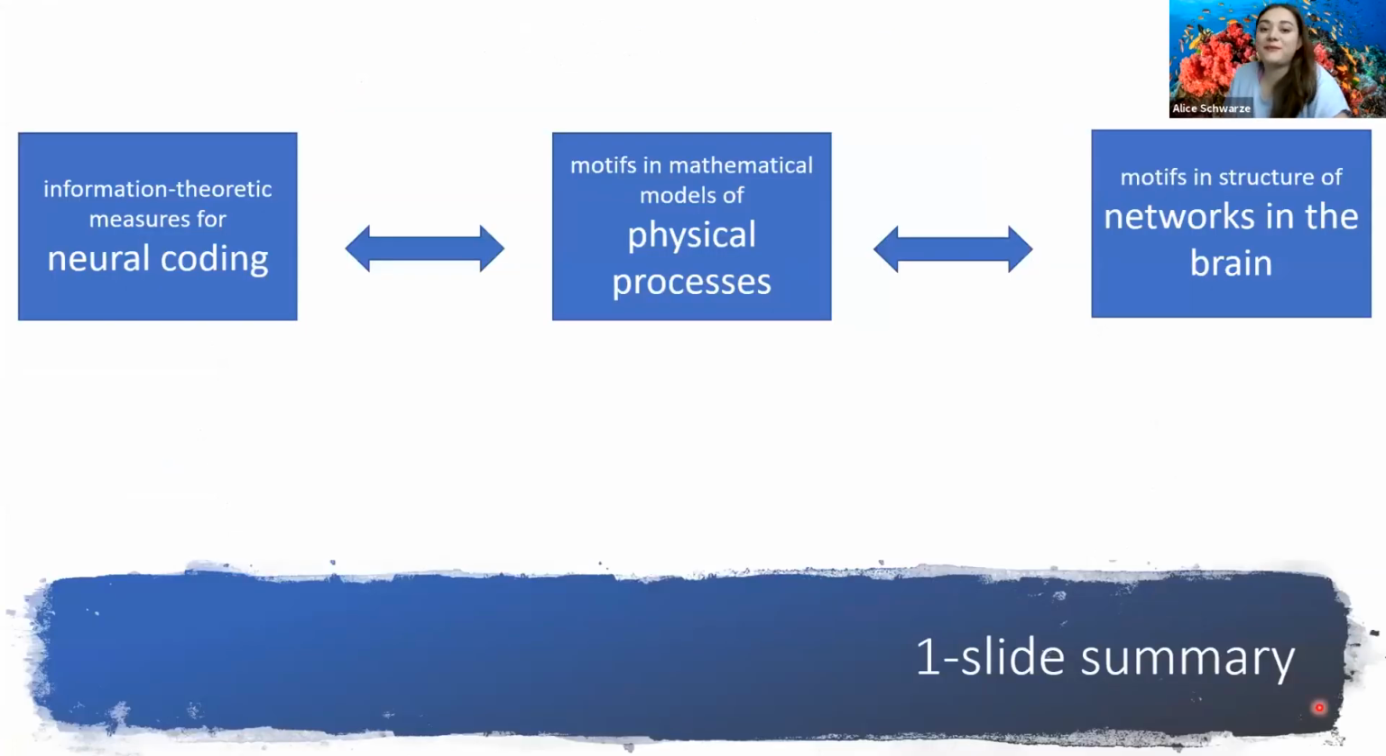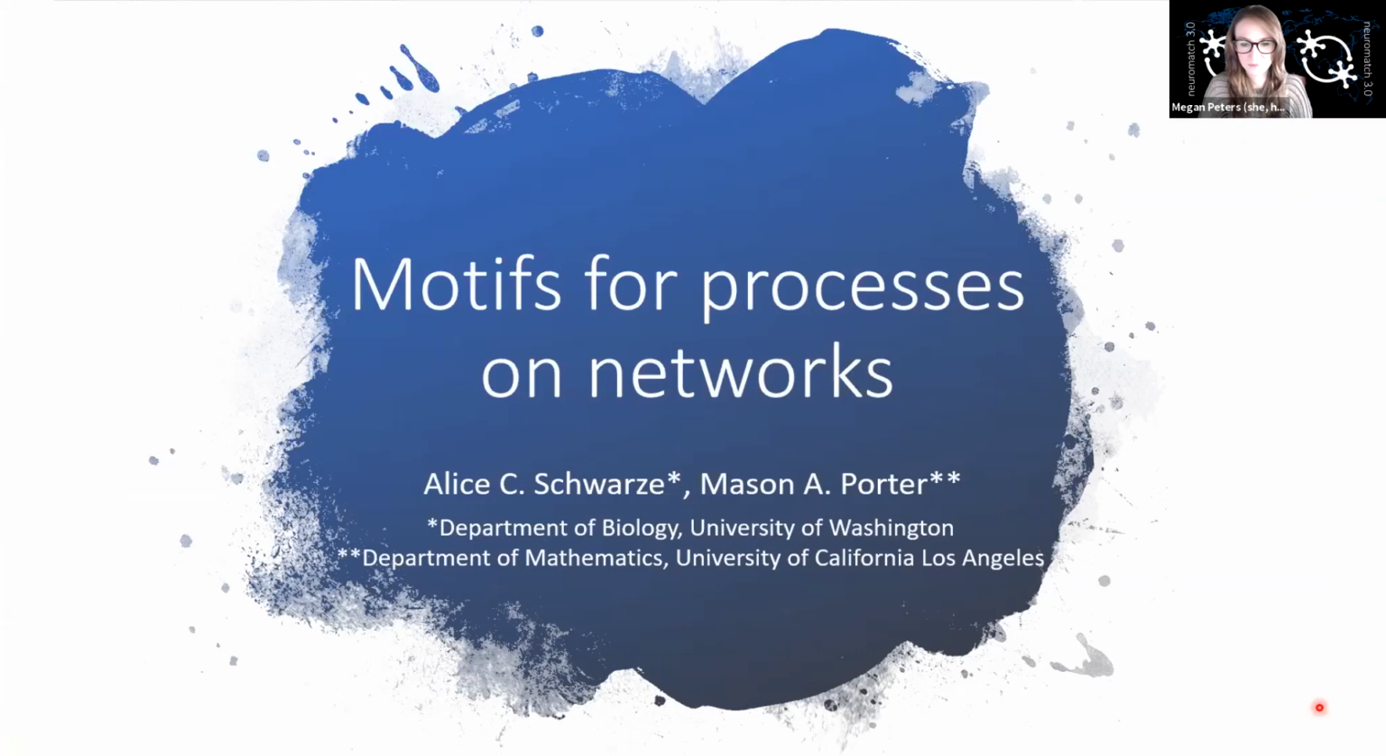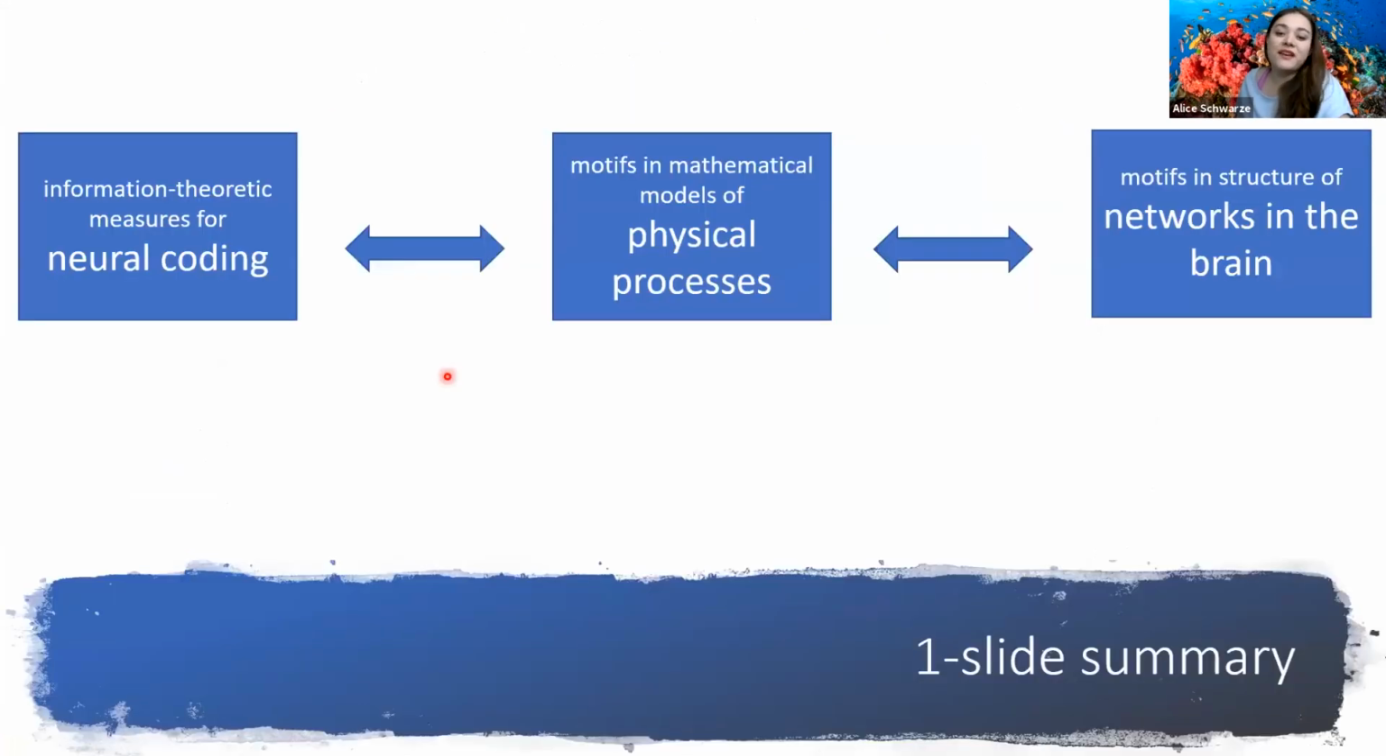So I would like to talk about motifs for processes on networks. This is more of a theoretical work, but it is helpful, I hope, to uncovering the principles that Stefan mentioned in the end that connect dynamics and structure in networks. So I'll start with a one-slide summary.